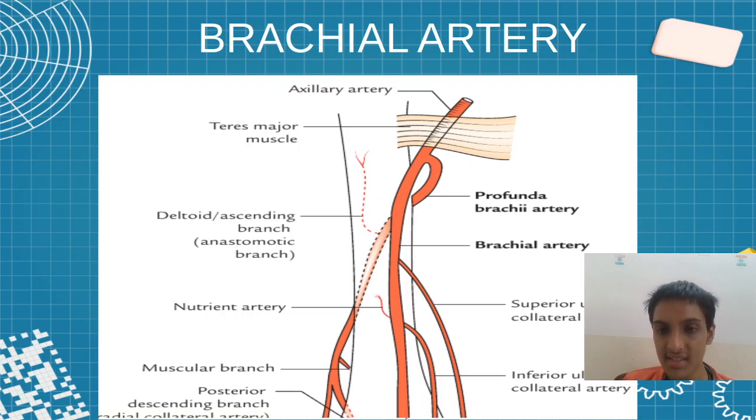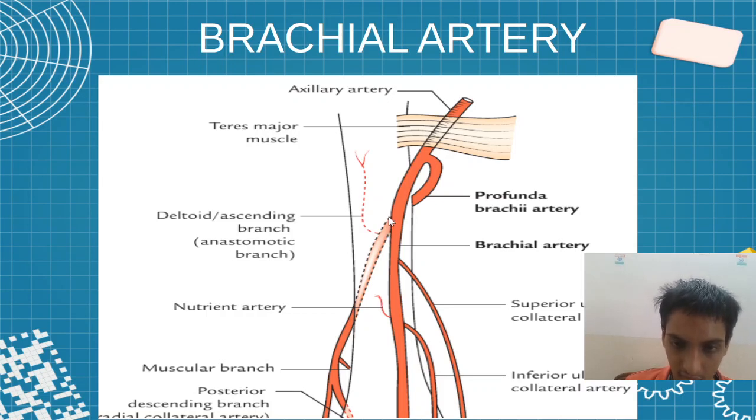Next, in the vessels, brachial artery. So brachial artery, it's a continuation from the third part of the axillary artery that pierces the teres major muscle. It gives a branch profunda brachii, we'll see that now. And then this is brachial artery continuing. Then it gives the ulnar collateral arteries, superior and inferior. Then a small branch, nutrient artery.